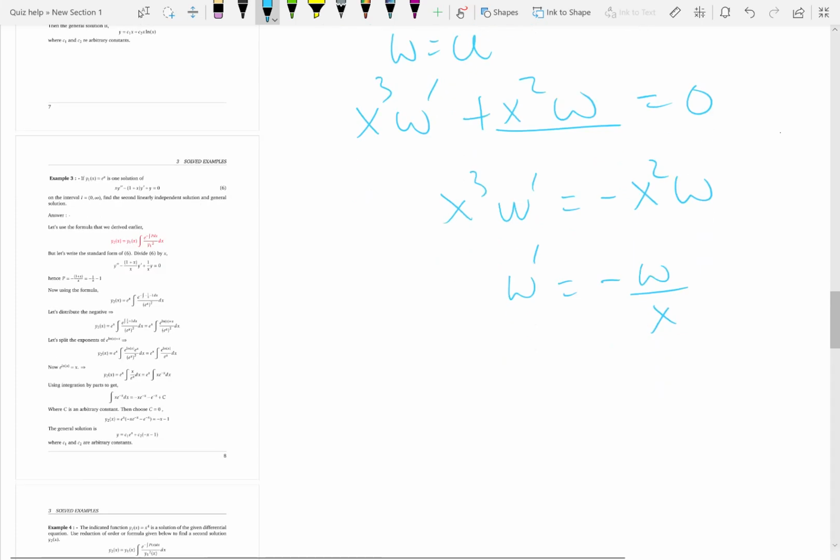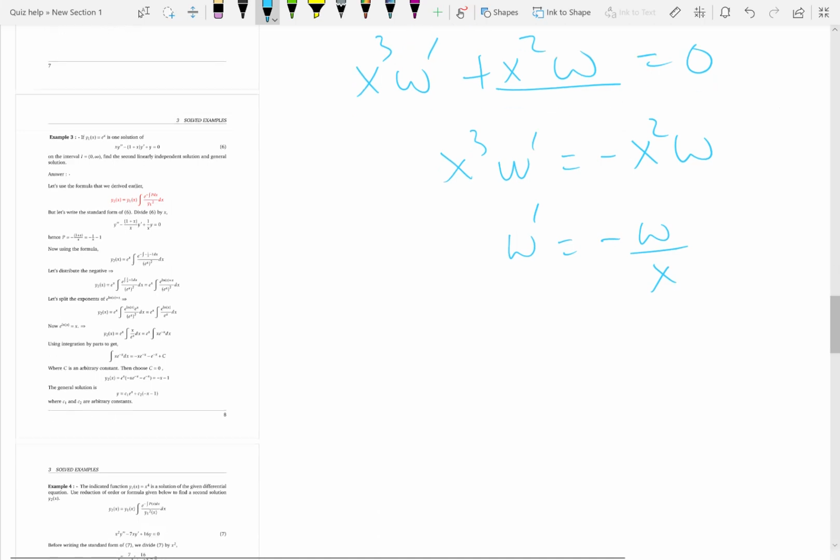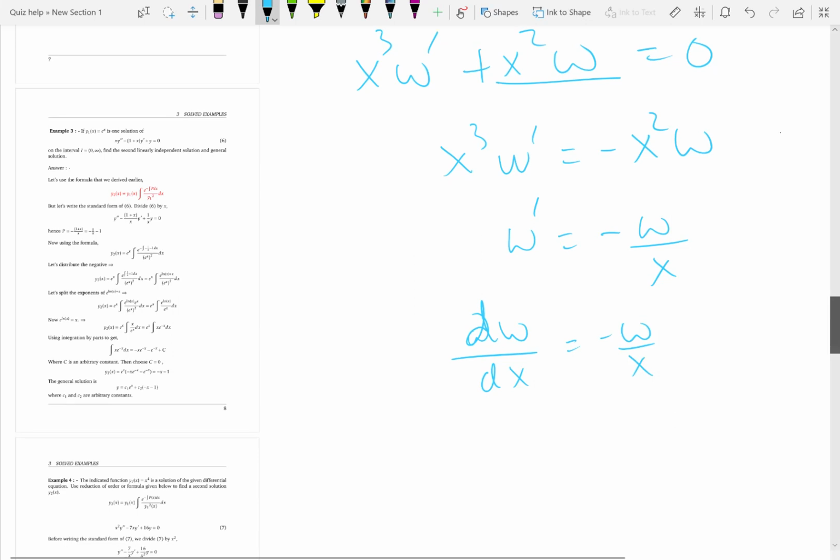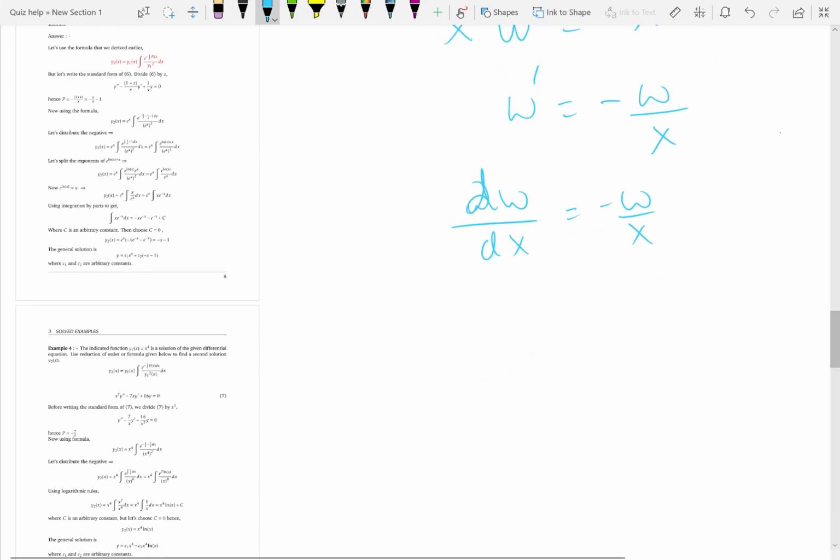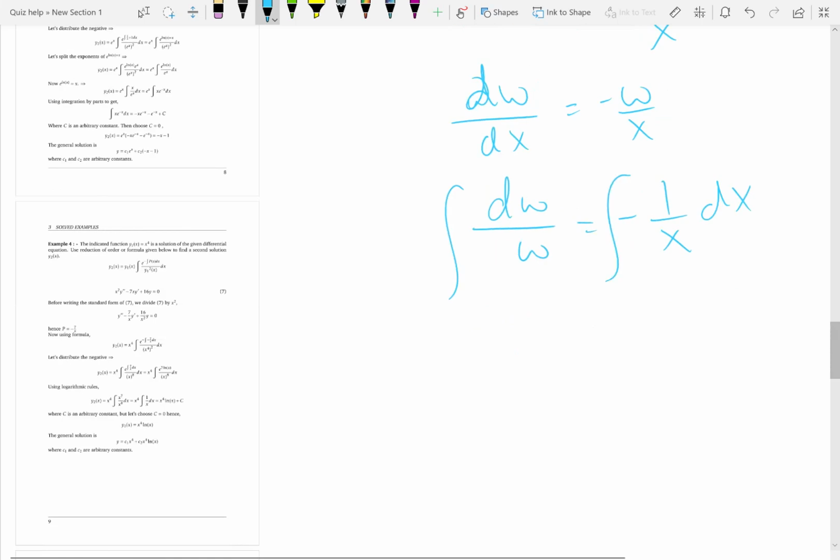Now we get a very simple first order differential equation of w. That is what you always should get in the reduction of order method. Okay, good. Now w prime is dw over dx, which is negative w over x. We can solve this by separation of variables very easily. Take that w to the left and keep negative 1 over x on the right. Now let's integrate both sides. So if you integrate 1 over w, you get natural log w.